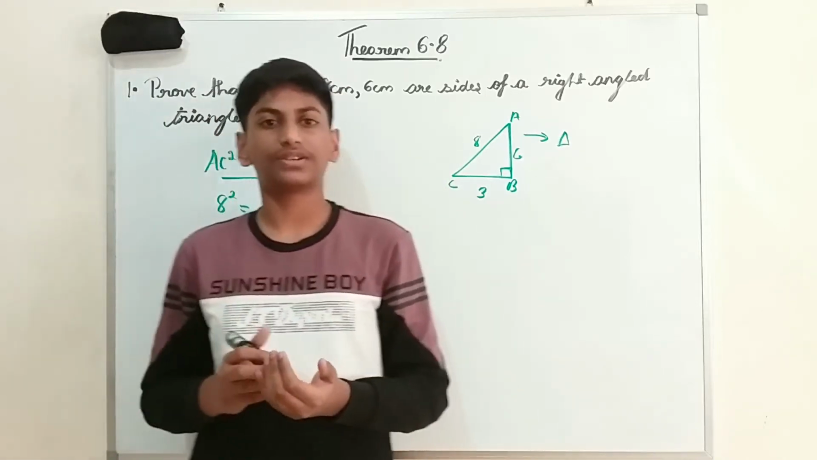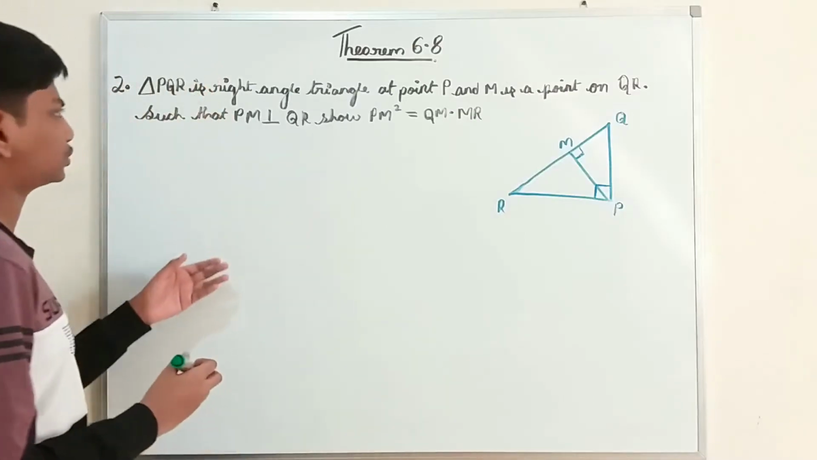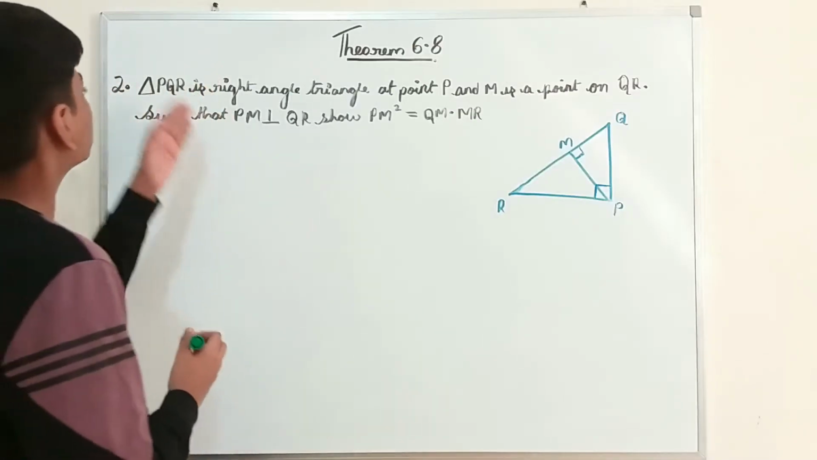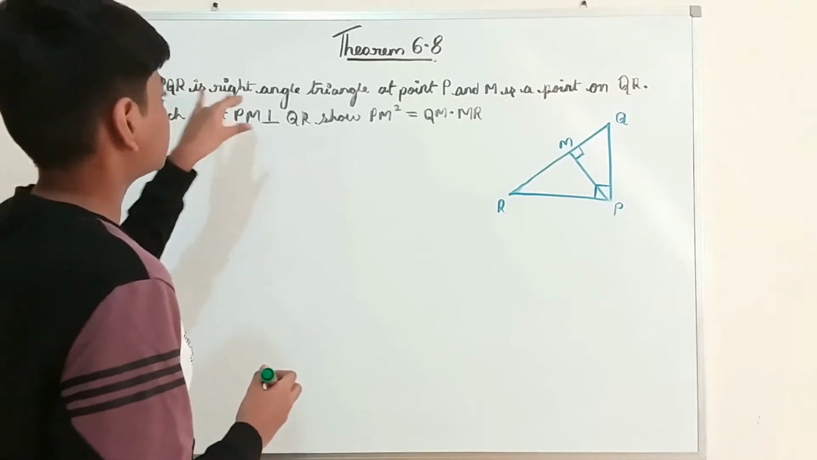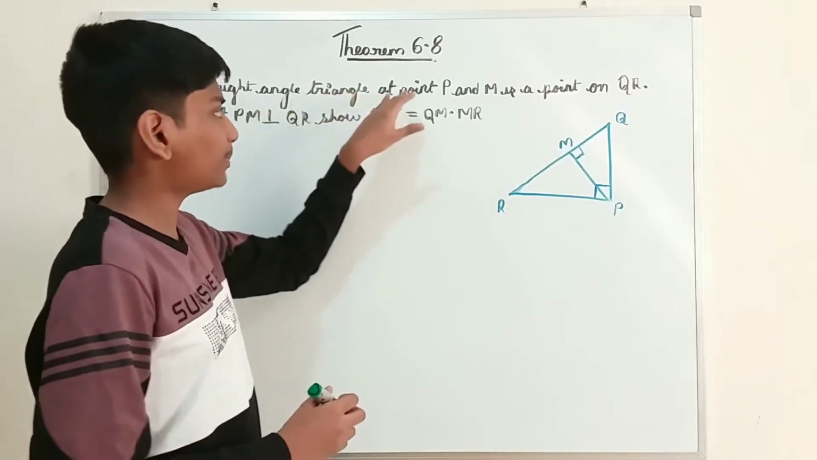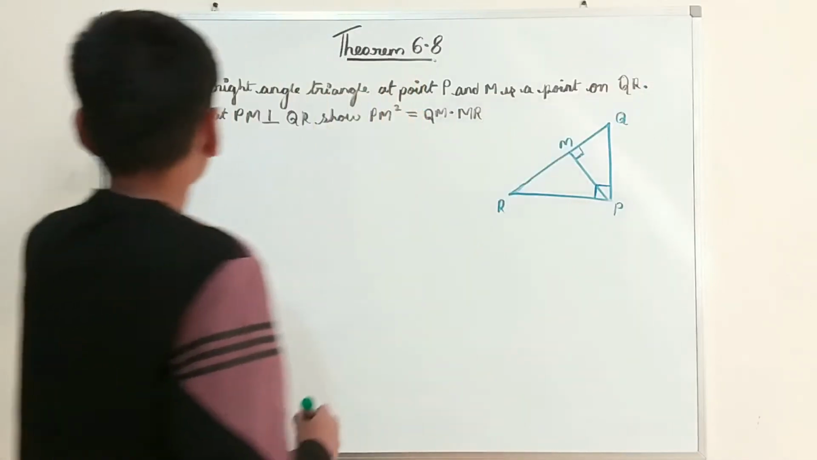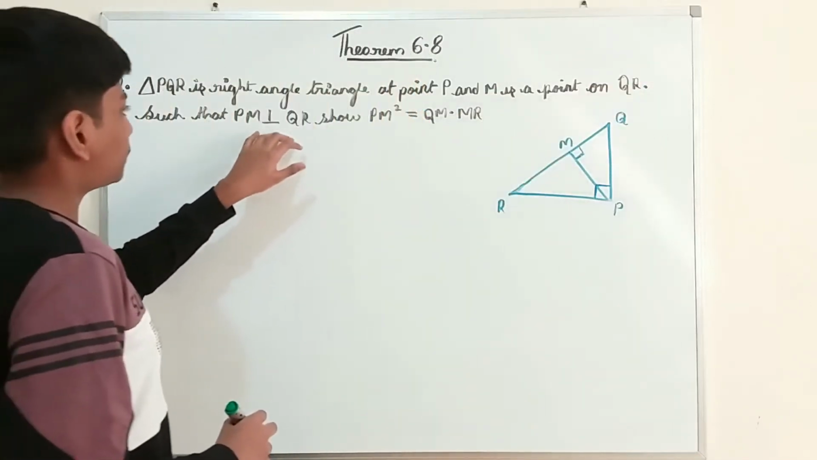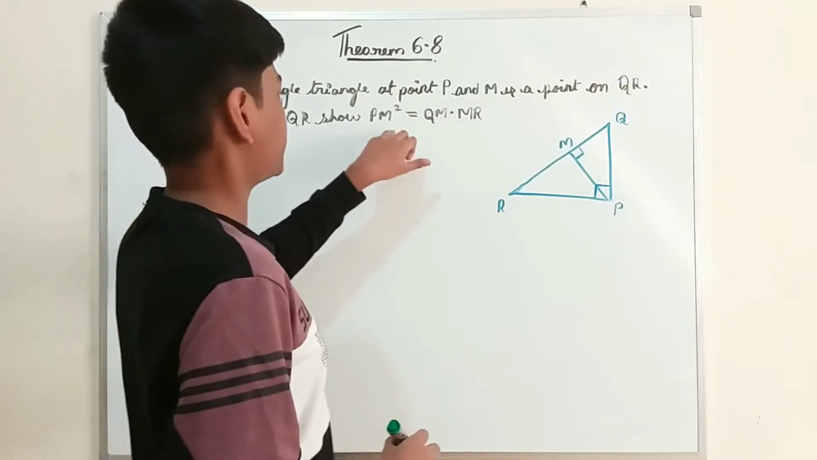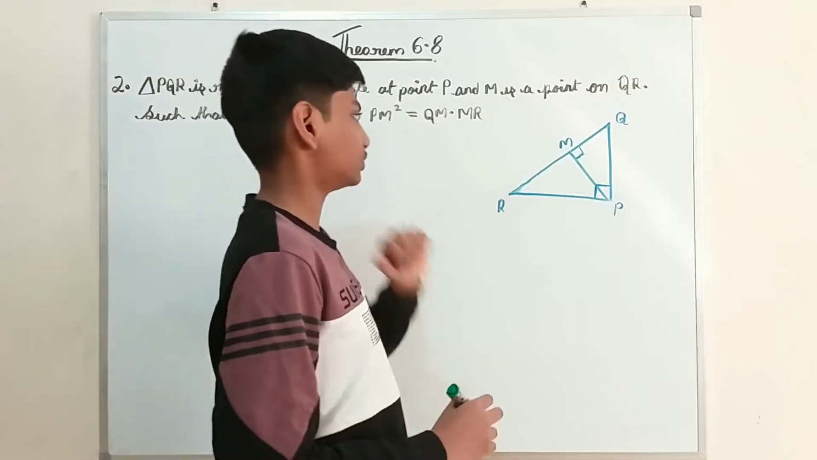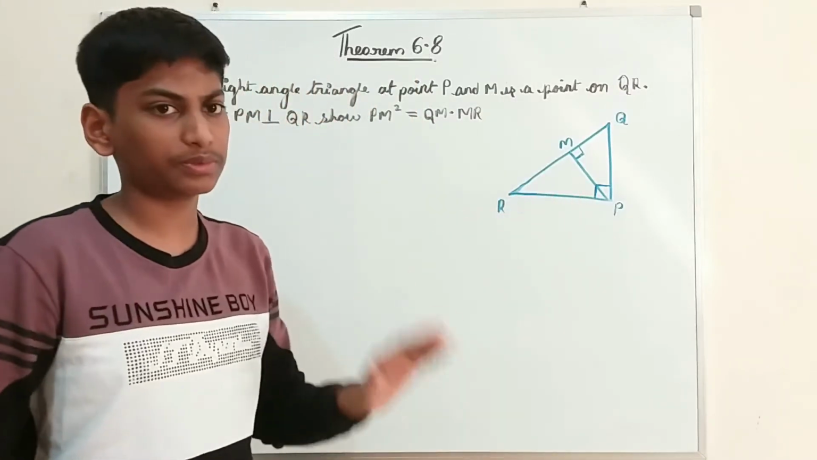So let's solve another question. So here is the next question. Triangle PQR is a right angle triangle at point P and M is a point on QR such that PM is perpendicular to QR. Show that PM square is equal to QM into MR. So this is the diagram they gave.